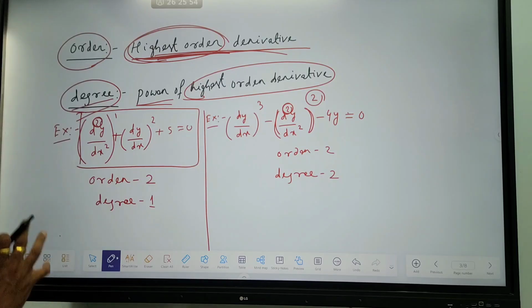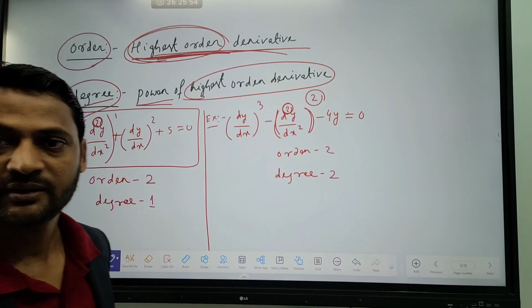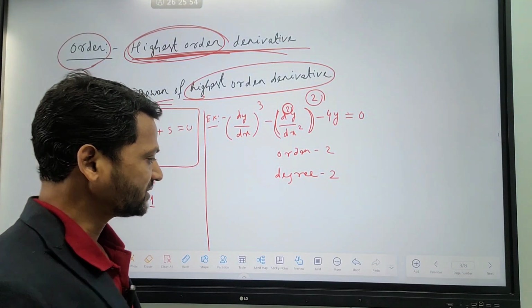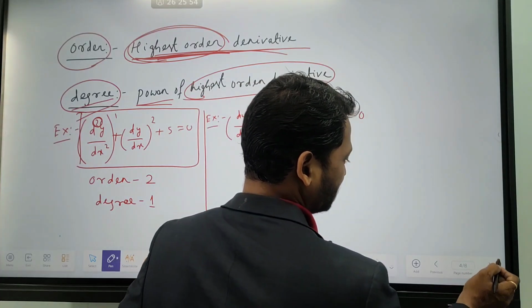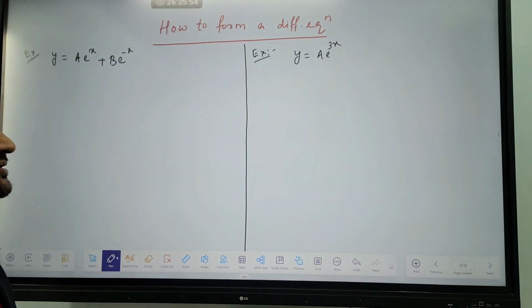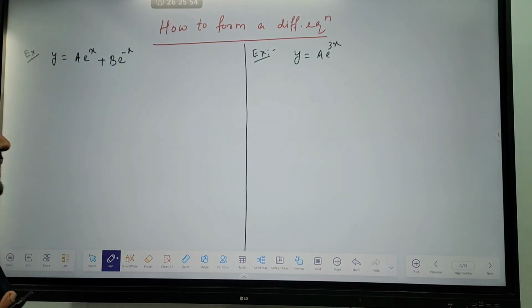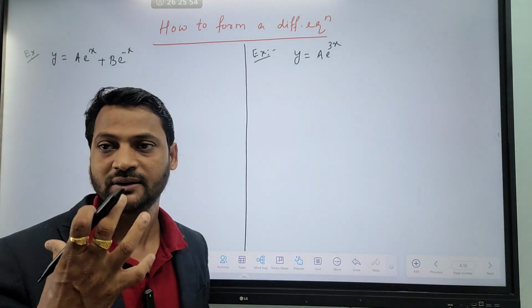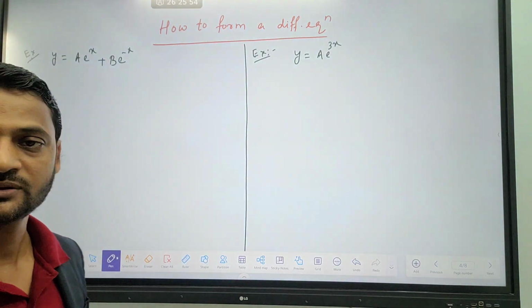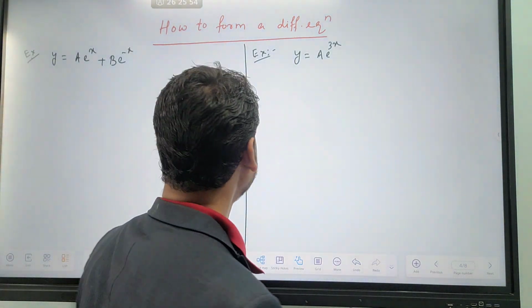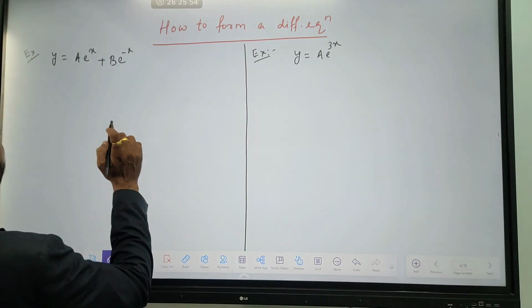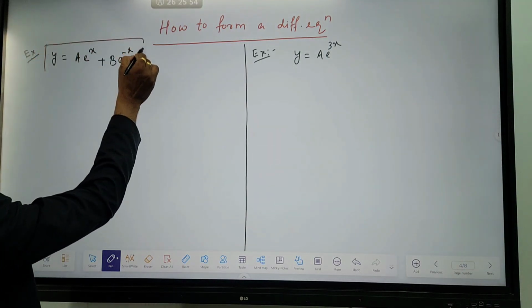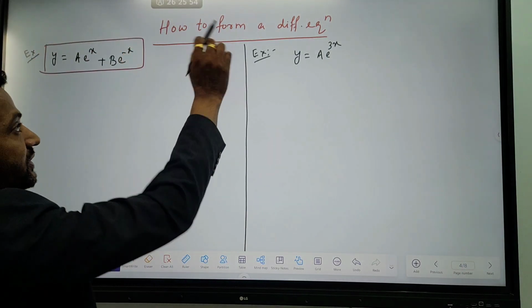So this is how to find out order and degree of a differential equation. Next most important part in this lecture, since it is the first lecture, is how to form a differential equation, like formation of differential equation, how to make a differential equation. For that I have taken two examples. Let we have this equation. I have to form a differential equation.